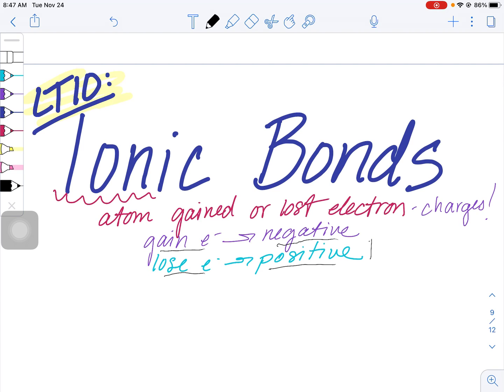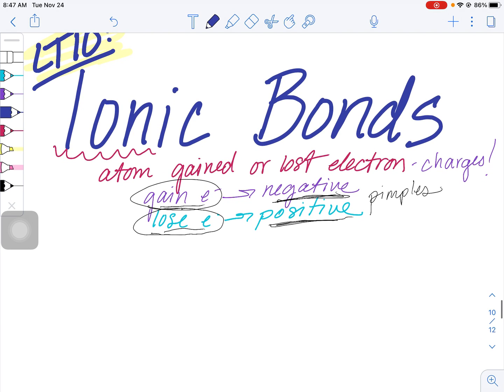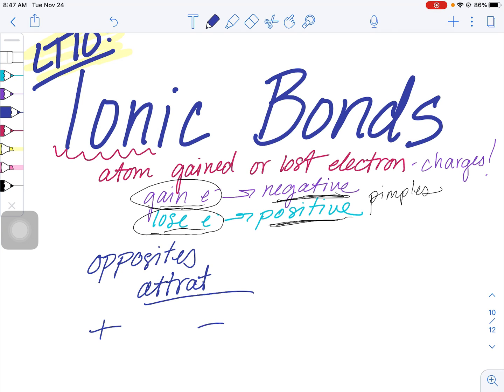You might remember our little hint word is pimples, right? Gaining pimples gives you a negative feeling. Losing pimples gives you that positive feeling. Okay, so we have this idea of ions. The whole idea of ionic bonding then is that opposites attract, right? We end up with an ionic bond of positive particles and negative particles coming together, being attracted to each other, and bonding into one new element.